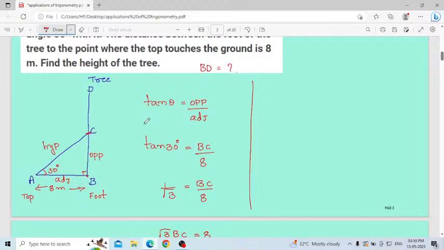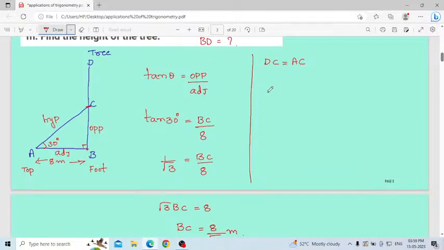DC is nothing but DC, it will be equal to AC, the length of AC. Why? Because this tree only, due to the thunderstorm, it was cut. Therefore DC will be equal to AC. Then according to the Pythagoras theorem, AC square will be equal to AB square plus BC square.